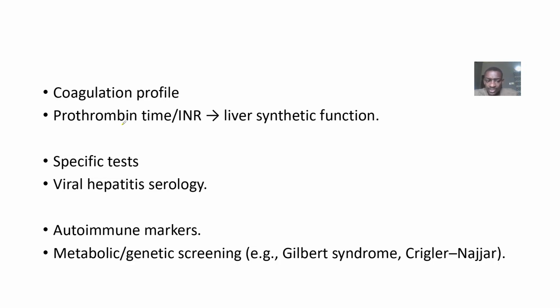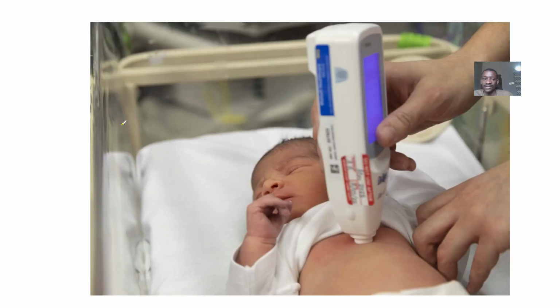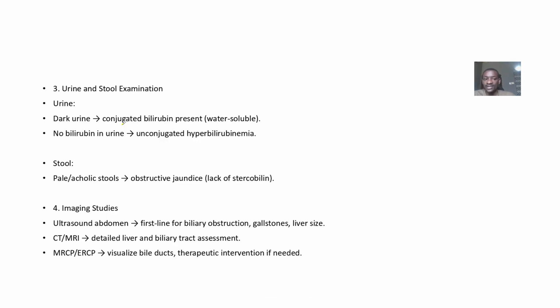Then other tests, like you do all those viral tests, if you are suspecting viral hepatitis. Then you also do autoimmune markers. This is where you suspect that probably it is the body's immune system that is fighting the body's own cells. For urine and stool examination, you look at the urine and stool to see if the urine is dark or if the stools are pale.